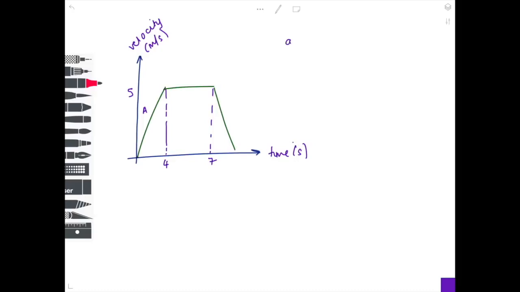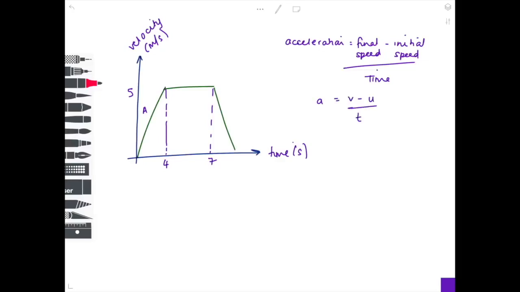So acceleration is given by the equation: acceleration equals final speed minus initial speed over time. And a neater way to write that is a = (v − u) / t.